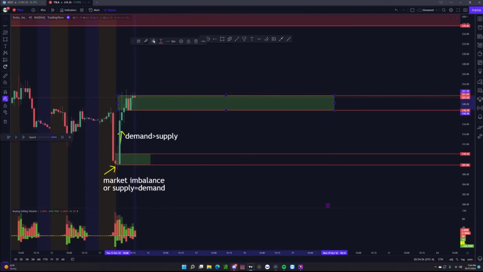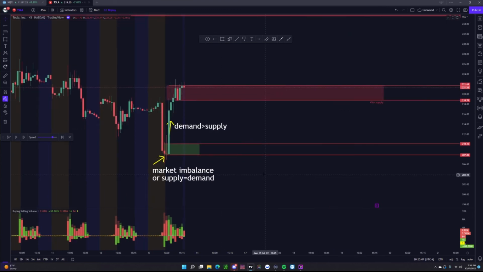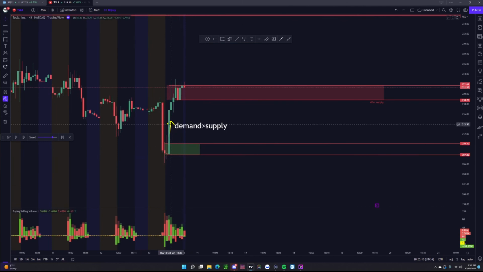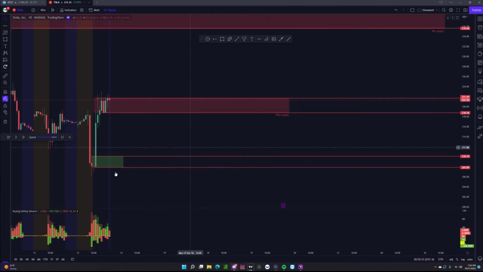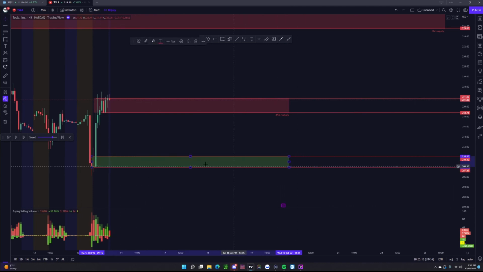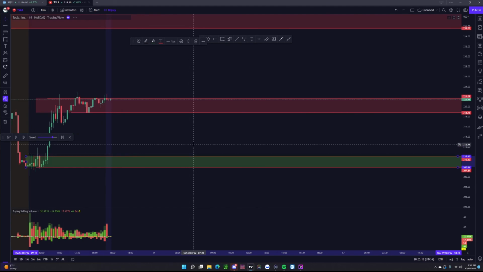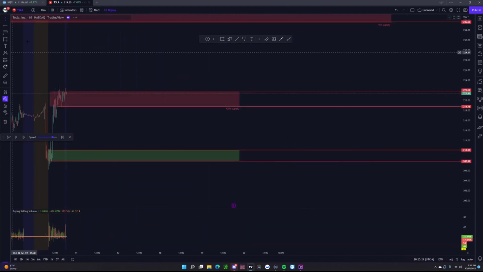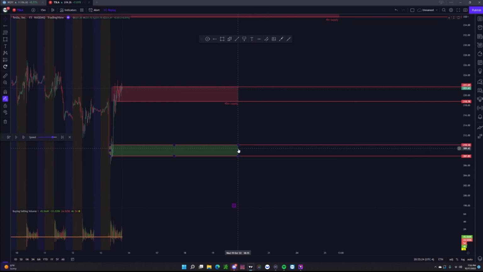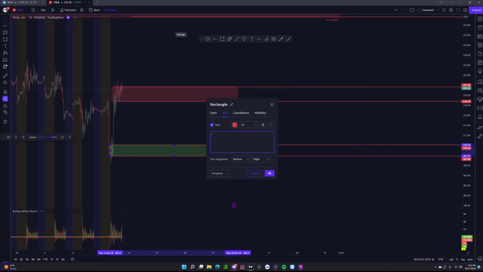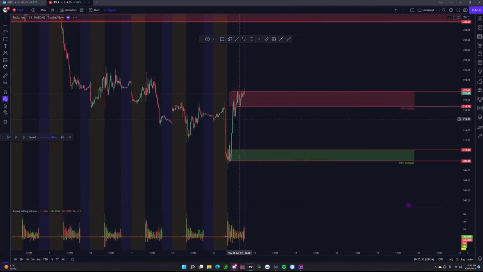Let's make this red. And let's label this as a 45 min supply. Let's delete all this to get it out of our way. And this was a 10-minute. It was a 10-minute demand zone. So let's go ahead and label our demand zone here. 10-minute demand. Let's create it green. And let's go ahead and play this out.